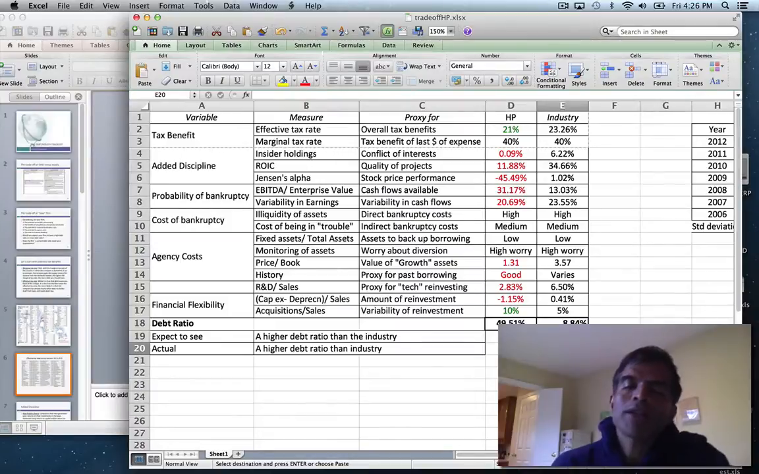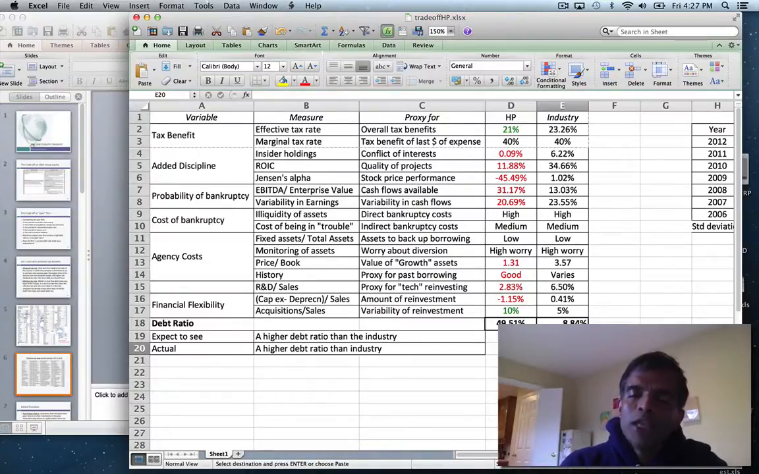HP's effective tax rate is 21%. I've defined HP's sector as computers peripherals. I mean, you might use a meld of sectors here. But the average effective tax rate for the sector is 23%. You could then argue, and this is a little dangerous because you're building it off one number, that HP gets a smaller tax benefit than the typical company in the sector, therefore it should borrow less money. You'll notice that I've shaded that number green.